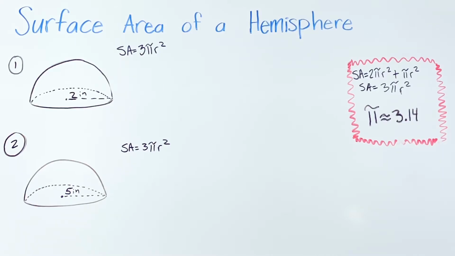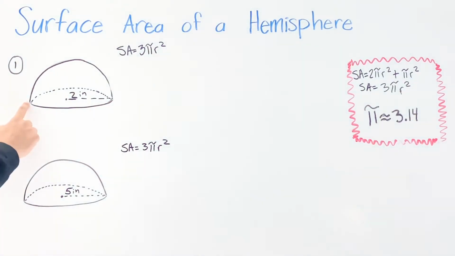In today's video, we're working on the surface area of a hemisphere. On the right hand side, you can see that our surface area is 2 pi r squared plus pi r squared. When we add that up, we have our surface area, which is 3 pi r squared. And when talking about the surface area, we are talking about the outer surface.